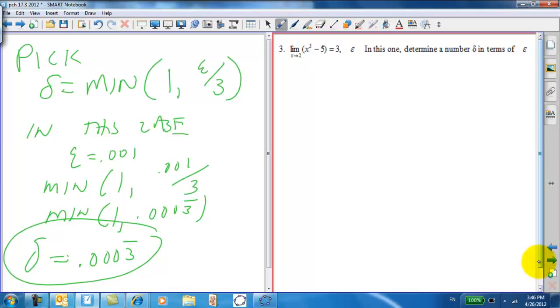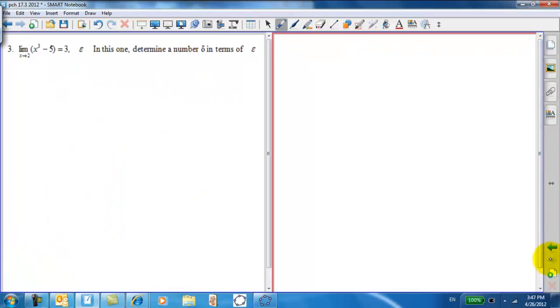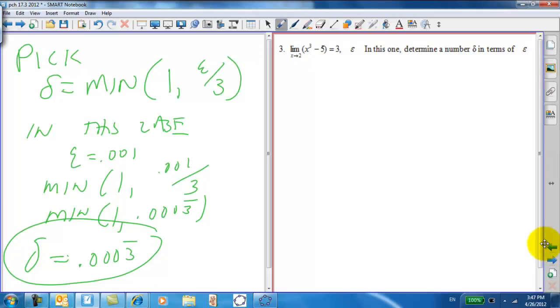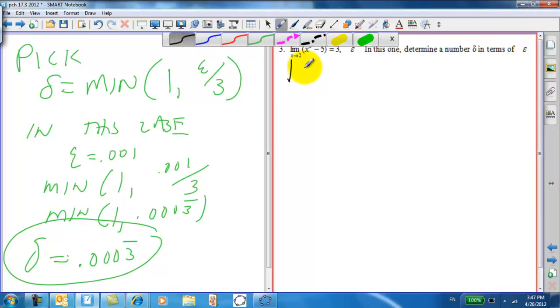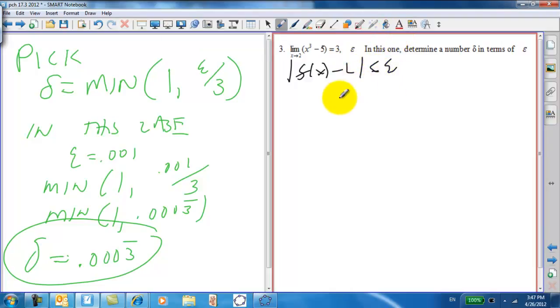Okay? Now in this case, for our last problem today, we're actually going to do a cubic. And we're going to do it in general too. Notice I'm not giving you a specific epsilon, you have to prove it for all epsilon. So we start off with the absolute value of f of x minus L is less than epsilon, as we do in all the epsilon delta proofs. And we put in our f of x, which is x cubed minus 5, minus the limit, which is 3, is less than epsilon. Absolute value of x cubed minus 8 is less than epsilon.